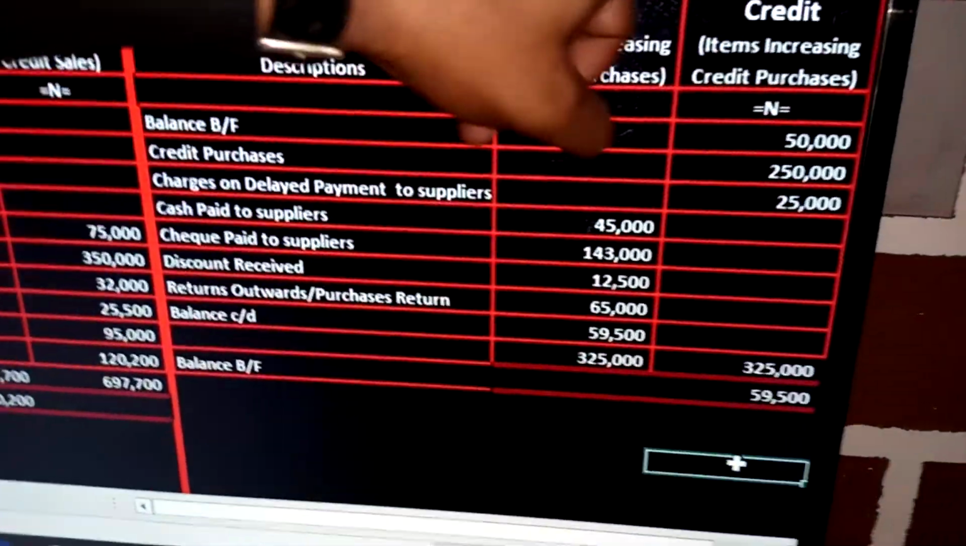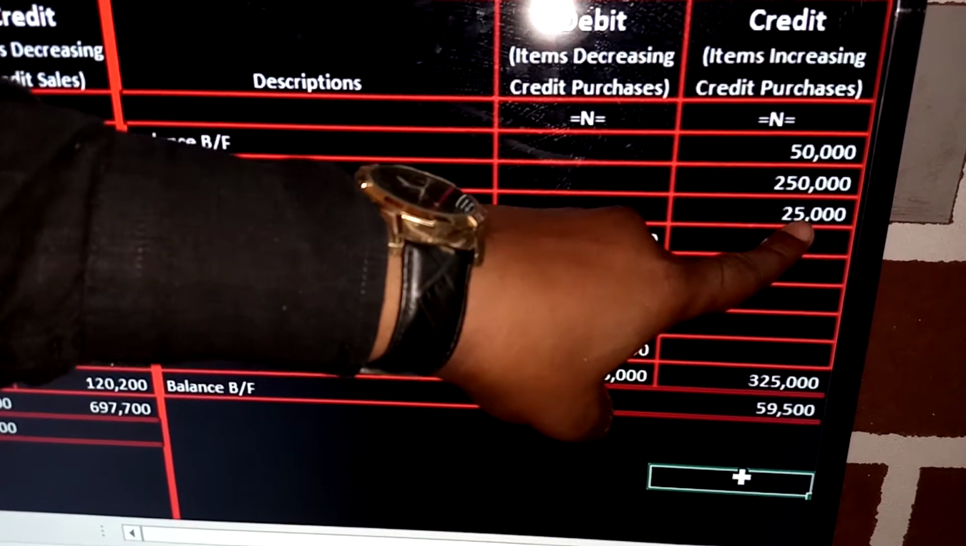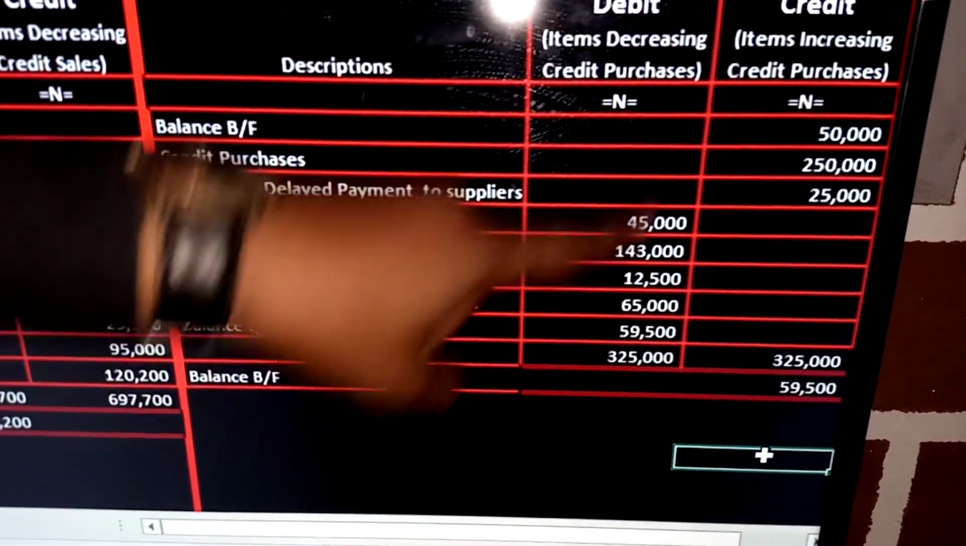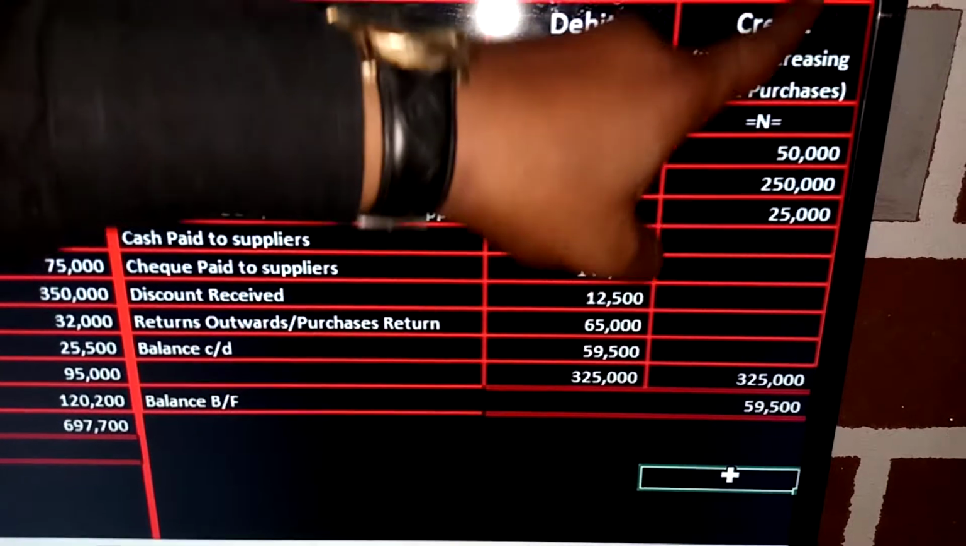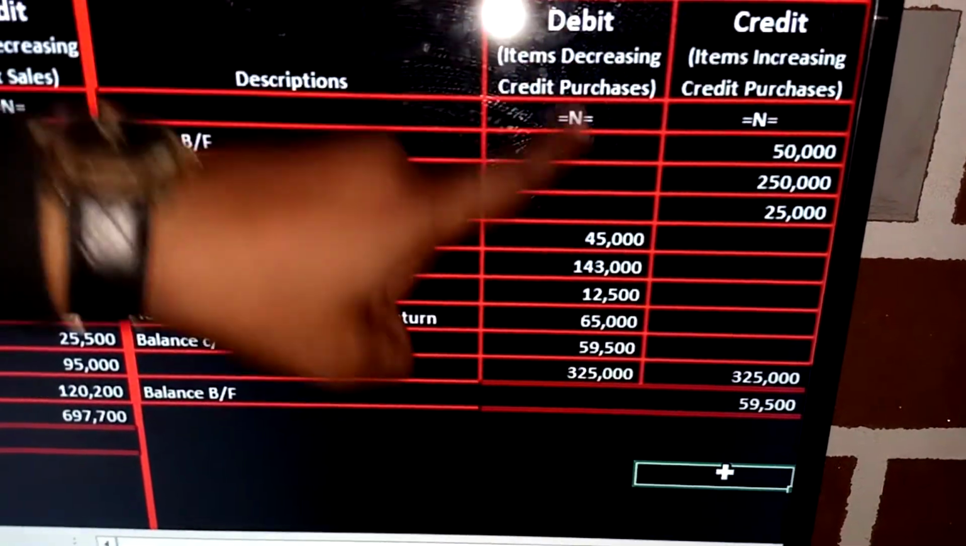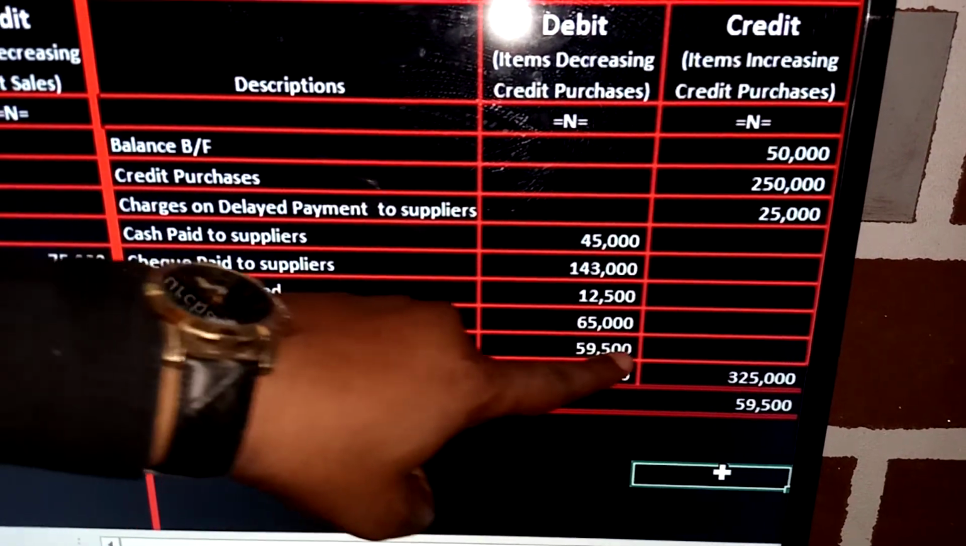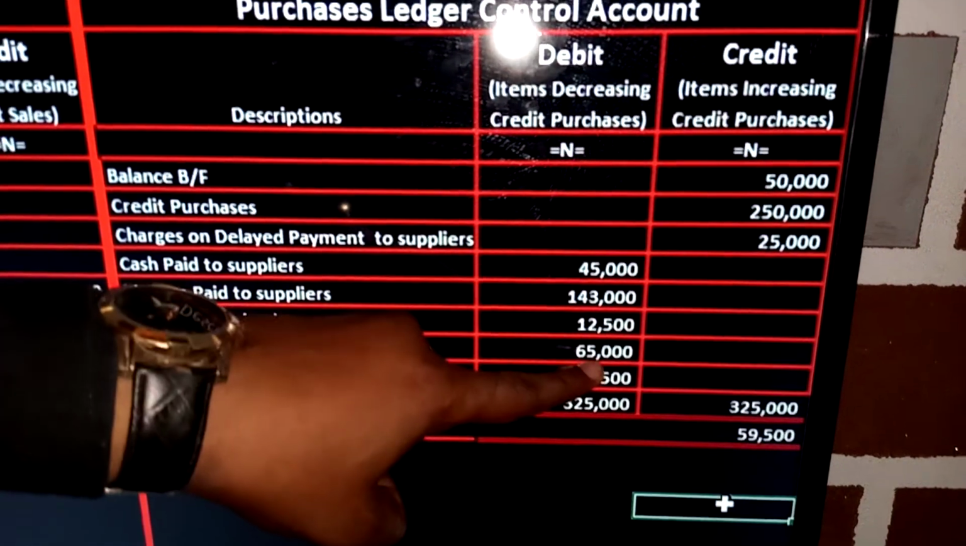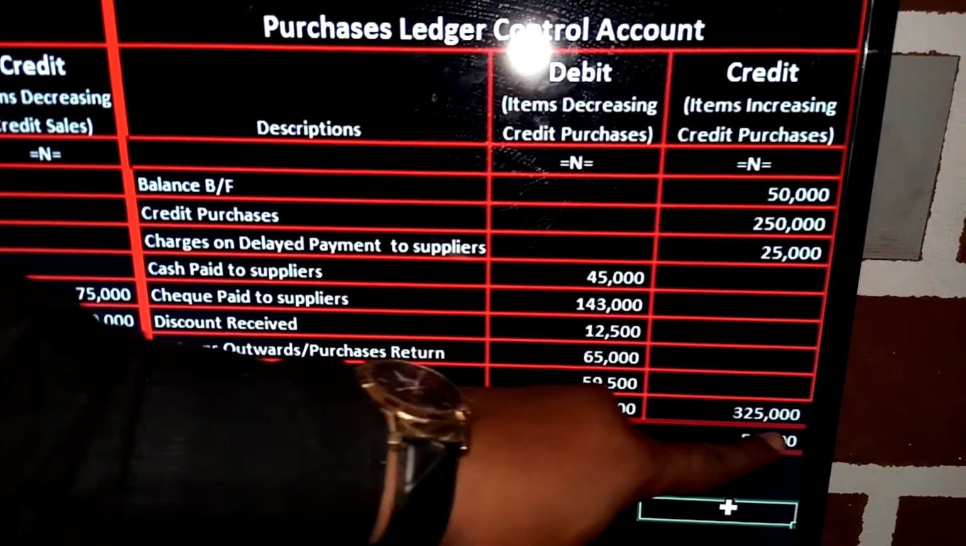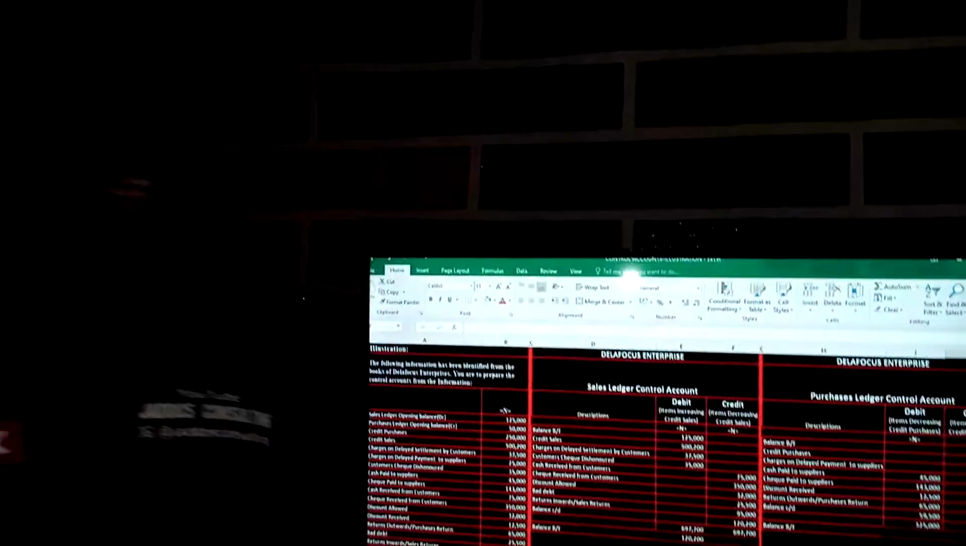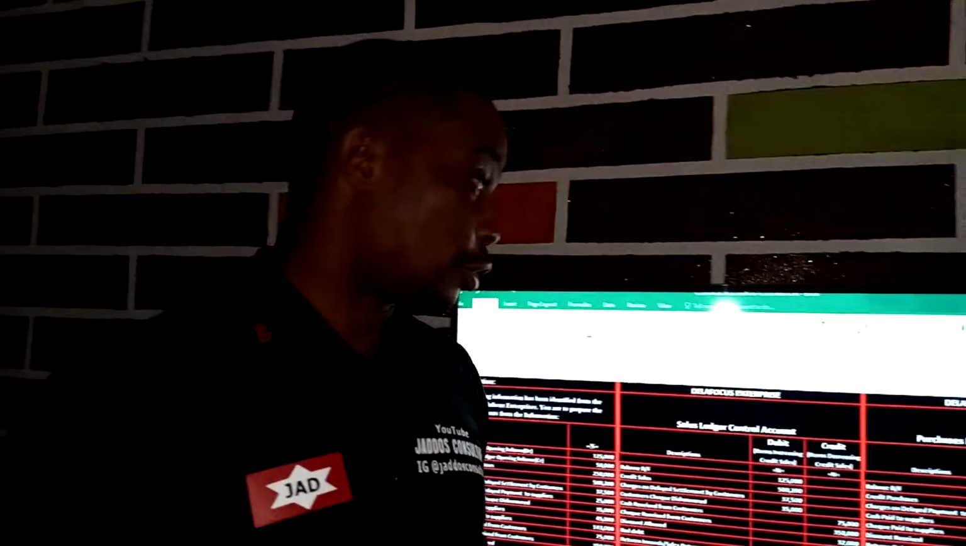So you go to the purchase ledger control account. You add up the total items here in the credit side and total items in the debit side. So here, based on this question, the total item in the credit side is higher than the total item in the debit side by 59,500. That's the balance carried down you're having here, and that becomes the balance brought forward here. That is the illustration on the preparation of what? Control accounts, sales ledger control, and the purchase ledger control.